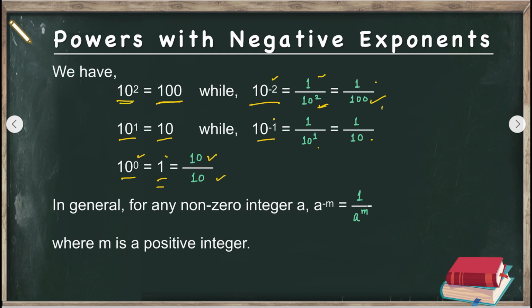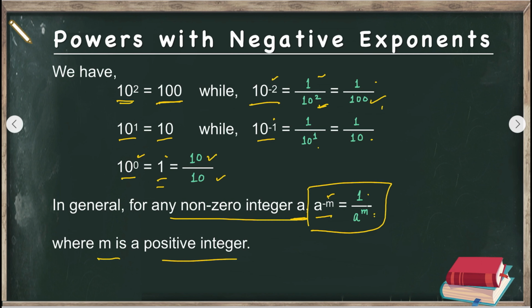So in general we can say, if any non-zero integer a has a power minus m, that can be written as 1 by a power plus m. So this minus power will change to plus if we move it to the denominator. So it will become 1 by a power m. Earlier it was a power minus m, and you can write this as 1 by a power m. It shifted to the denominator, and the power will change from negative to positive.